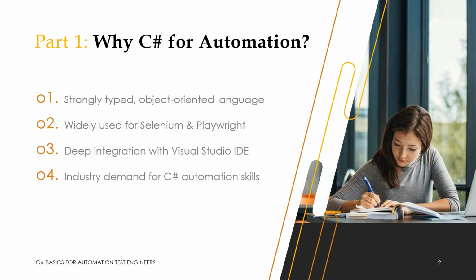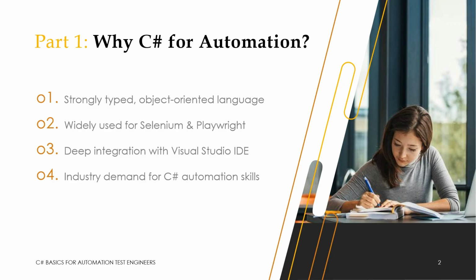Strongly typed language. C Sharp is a strongly typed language, which means you must declare the type of each variable before using it. This helps catch errors at compile time rather than runtime, making your automation scripts more reliable. Integration with Visual Studio. Visual Studio 2022 is the most powerful IDE that provides excellent debugging tools, IntelliSense for code completion, and seamless integration with test frameworks like NUnit, XUnit, and MS Test.